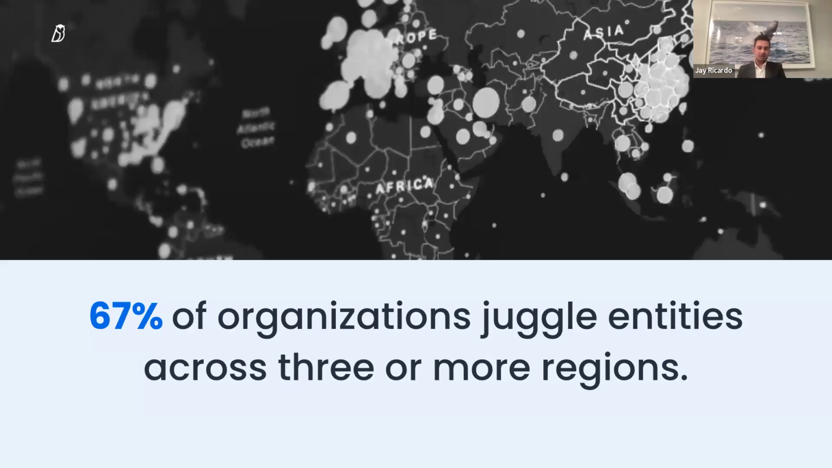Stephanie, one of the trends we noticed in our report is that 67% of organizations are juggling entities around various global jurisdictions in 3 or more regions, which sounds quite cumbersome, quite complicated. So I would love to know your perspective to kick off. How do you manage all these regulatory curveballs without losing sleep or, in fact, your mind at times?